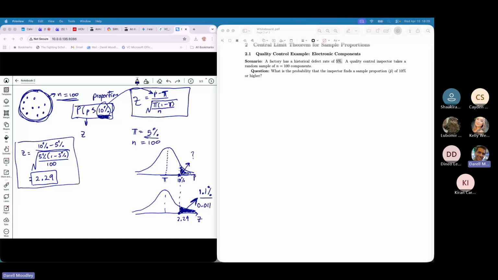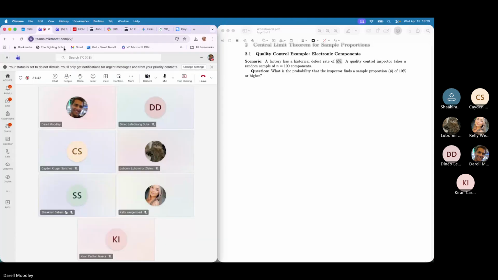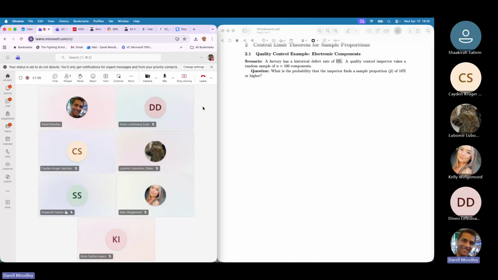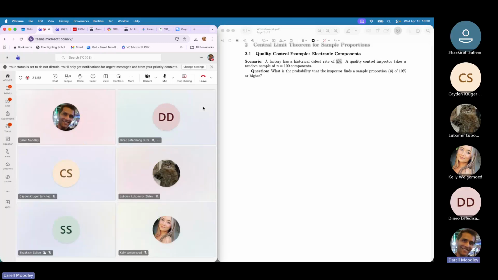Okay, so the takeaway here is, when you're dealing with proportions, you use this formula to get the z value. And as soon as you have the z value, then you use the table in the back of your book, just like what we did last week, to find the probability. Okay, any questions? So that is sampling distributions. Like I said, it's so important that you understand the normal distribution because it carries over into this section. And even for your next learning unit, it's also going to feed into that learning unit as well.